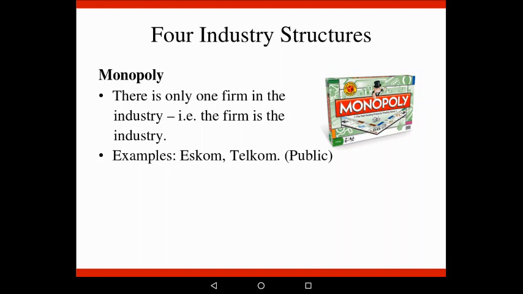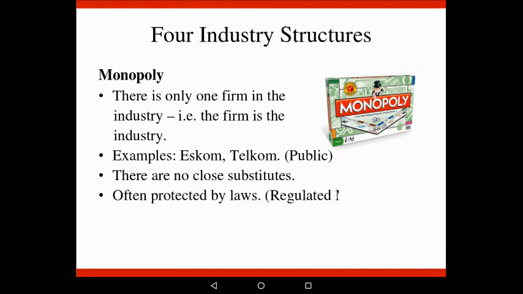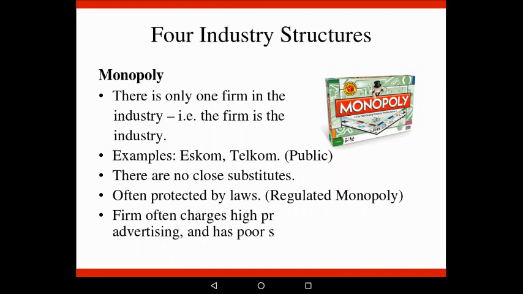Examples include Eskom and Telkom. There aren't any competitors for Eskom in the electricity industry in South Africa. If you want electricity, you have to get it from Eskom. And similarly with Telkom and landline phones. There are no close substitutes. That's what a monopoly is signified as. And it's often protected by laws, which is called a regulated monopoly. Like for Eskom and Telkom, there's legislation in place which says that no other electricity companies may open up in South Africa and compete with Eskom. The same with Telkom.